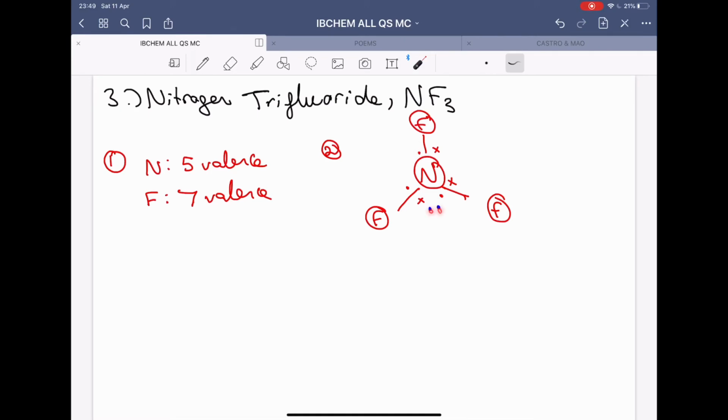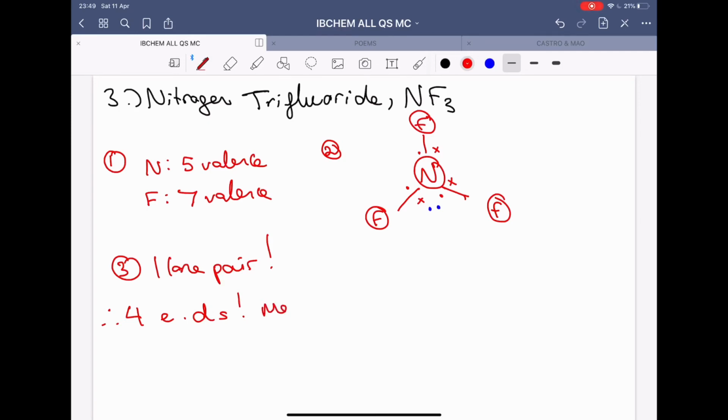Do you know why? Because there are 4 electron domains. This is a question that might trick you in an exam. You may think it's to do with 3, but actually it's to do with 4. There is 1 lone pair in nitrogen trifluoride. The geometry is going to be, and I'm going to write that down. Well, first I'm writing there are 4 electron domains, so the geometry has to be tetrahedral. This is a sneaky question. The geometry is tetrahedral.